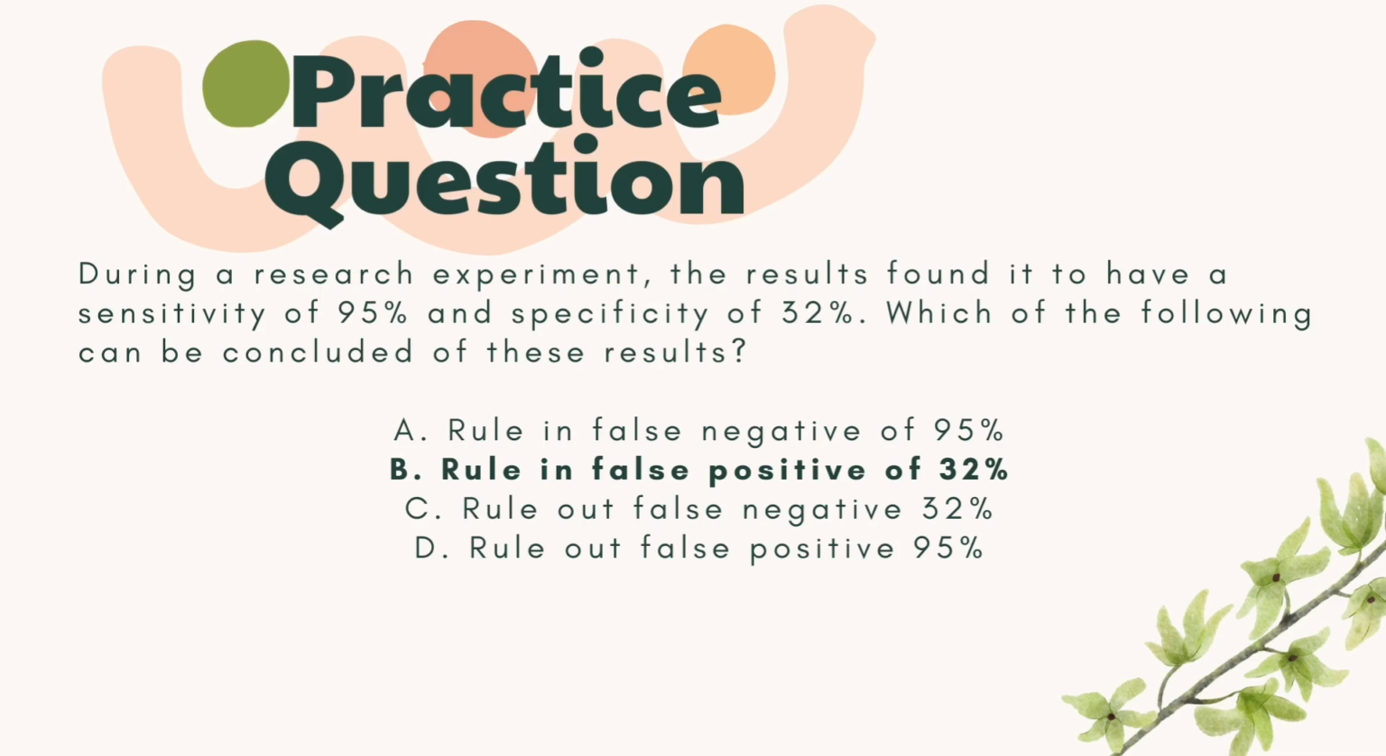And then, like I said, I remember the false positives because the P from positive goes with SPIN. That's just how I remember it. Another correct answer could be ruling in a true negative. So that's your correct answer. That's my way of remembering it.